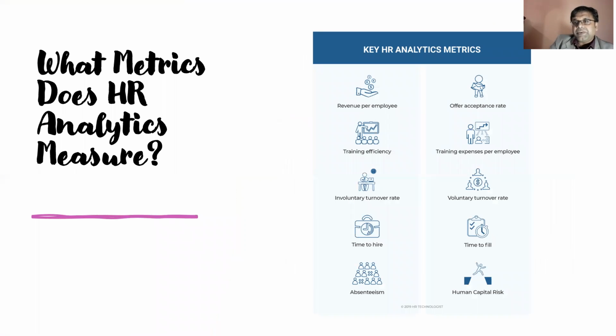Next, what are the key metrics? What are the major key metrics? There are a lot of metrics. Probably in another session, we have already discussed different metrics, but this is the concept. These are some of the metrics. For example, revenue per employee, that is how much revenue the company is earning per employee. Offer acceptance rate: if the company is giving offers to 100 employees, how many people are accepting that offer. That is called offer acceptance rate.